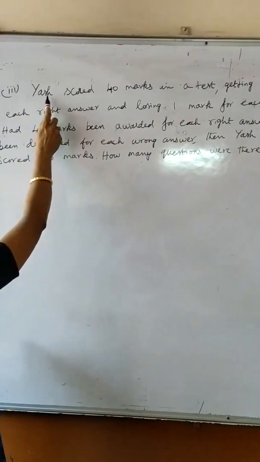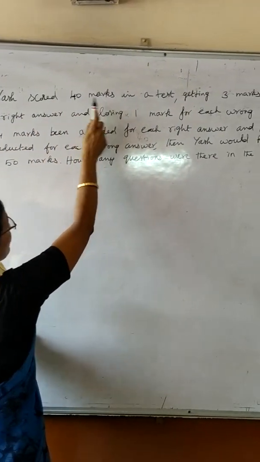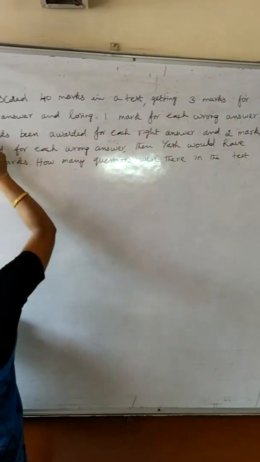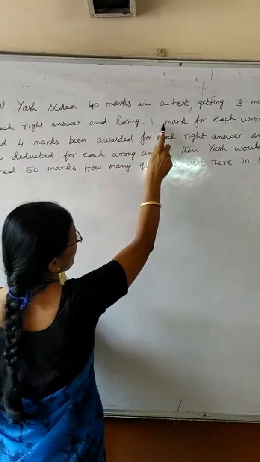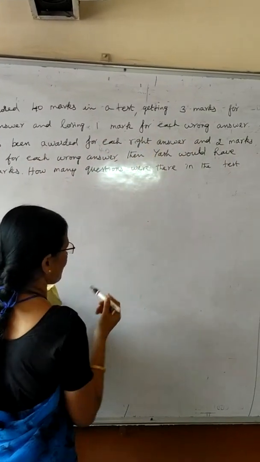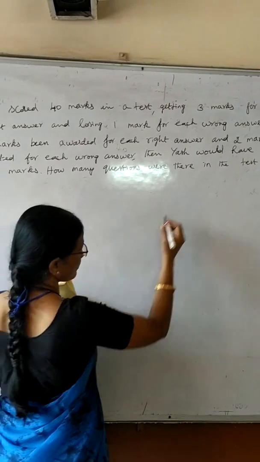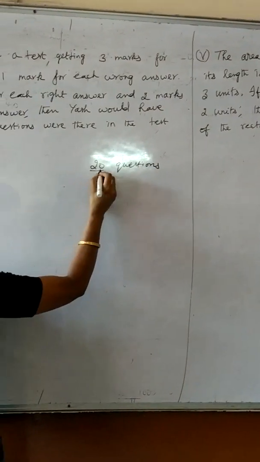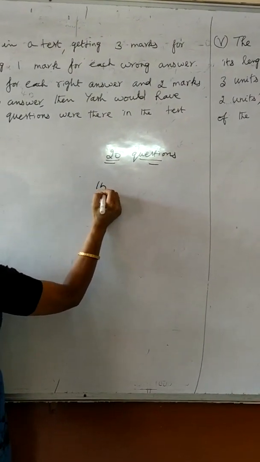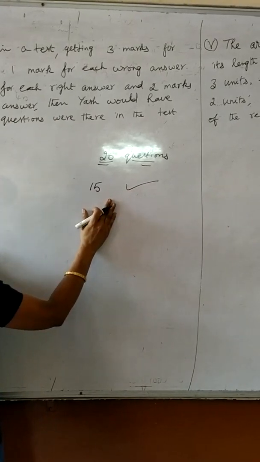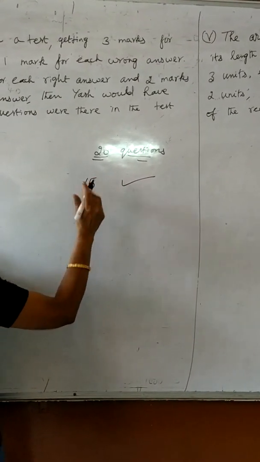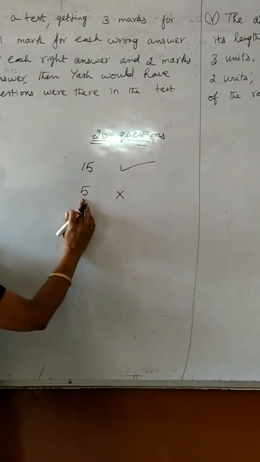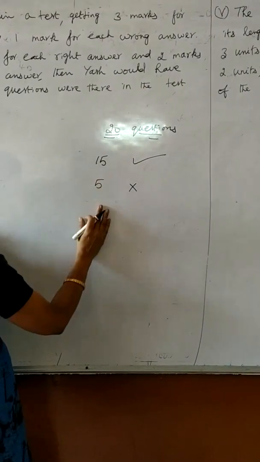The third problem is Ash scored 40 marks in a test, getting 3 marks for each right answer and losing 1 mark for each wrong answer. Let us understand with a simple example. Say total there are 20 questions. This is an example. You have 20 questions in your hand. 15 questions are right. You have attempted the test. Whereas 5 wrong answers. You made mistakes in 5, whereas 15 you got completely correct.